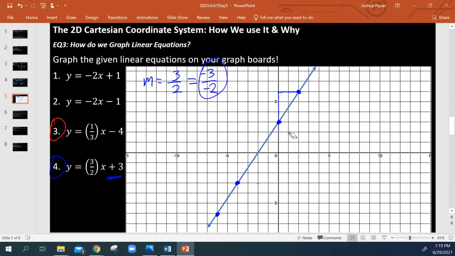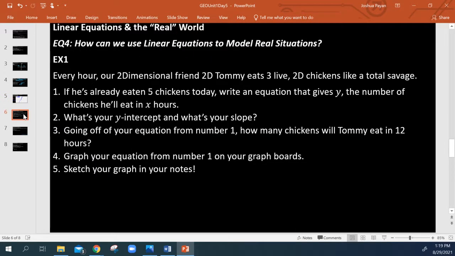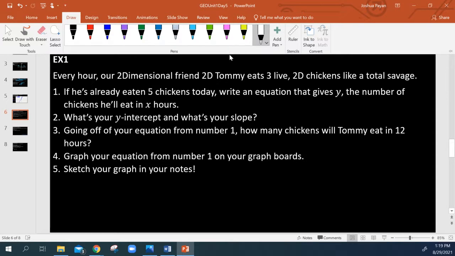Okay, so you'll be doing this on your graph boards, maybe on a little cutout of paper that you want to glue in your notes. Don't really know yet. We'll see how it goes.